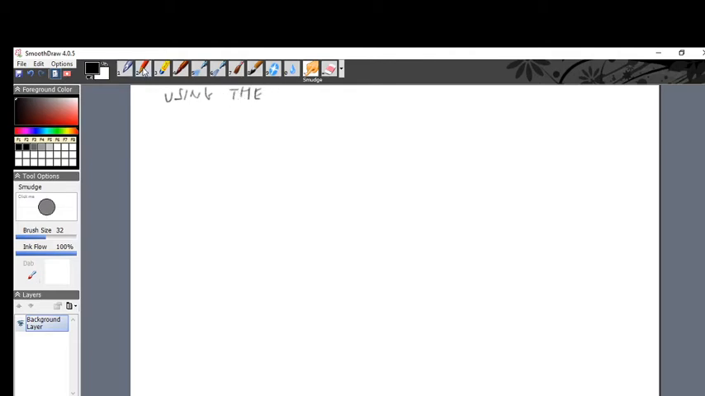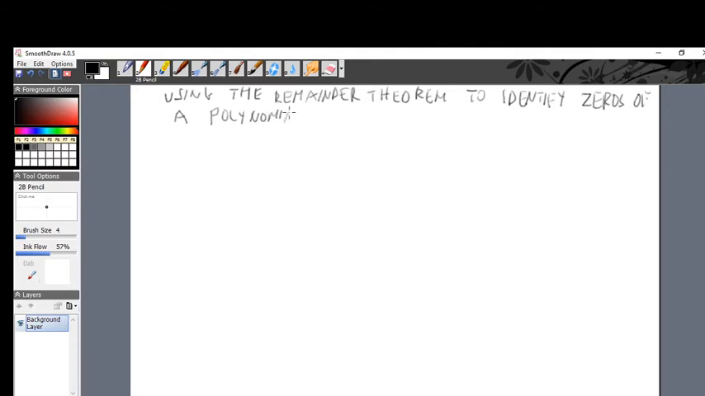Okay, using the remainder theorem to identify zeros of a polynomial. That's, after all, what we've been doing for a long time already, polynomials. Okay, so I need to put two questions side by side, if I can.